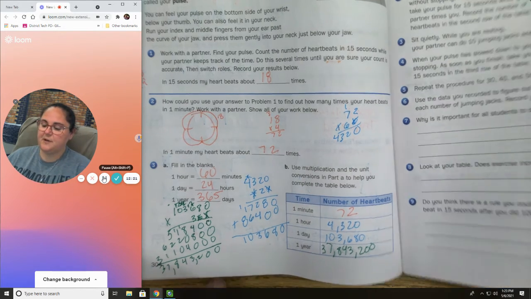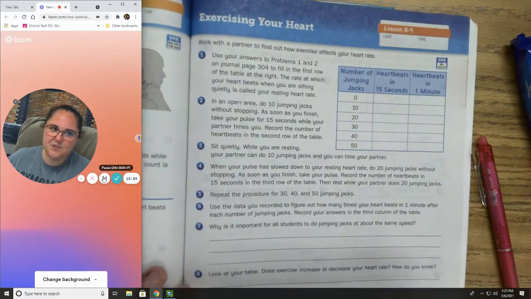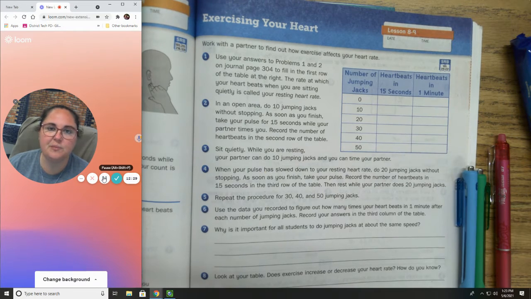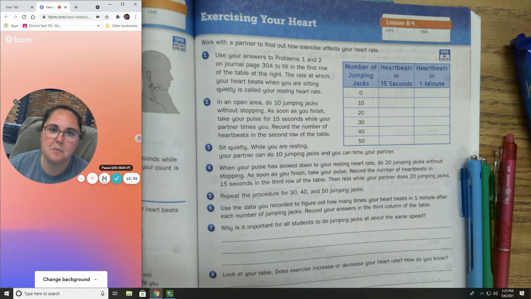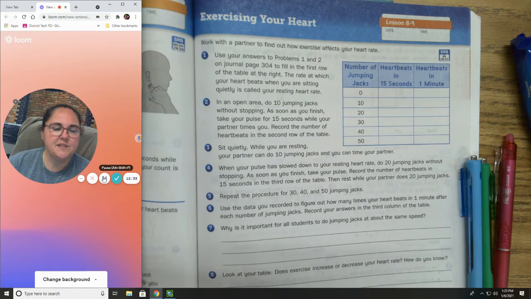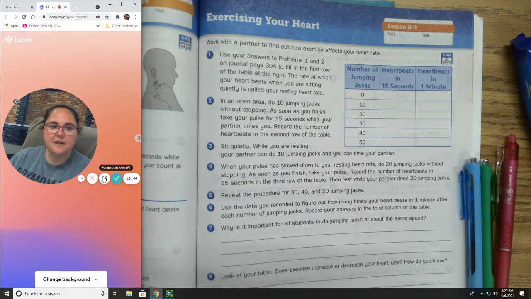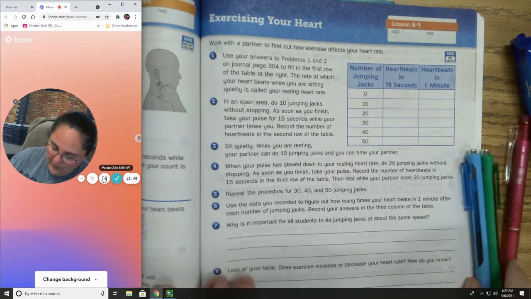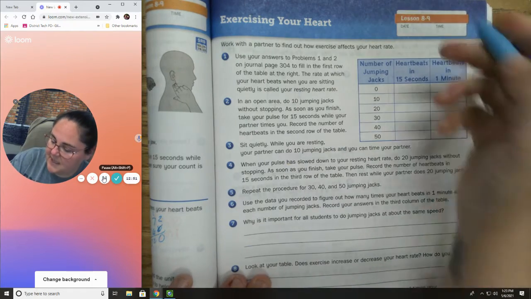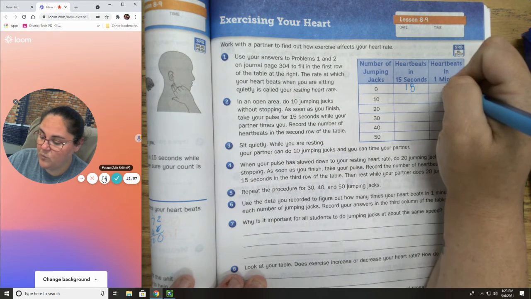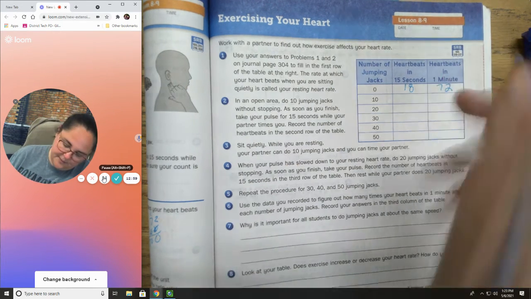Now we're going to do a little experiment. Technically, you're supposed to work with a partner. We're not going to work with a partner on this one. We're just going to kind of do it together. Okay? So it says, work with a partner to find out how exercise affects your heart rate. Use your answers from problem 1 and 2 to fill out the journal page on number 304 to fill in the first row. So we said, and that's what we did here, in 15 seconds, I had about 18 beats, and that means in 1 minute, I have about 72 beats per minute. That's what we said.